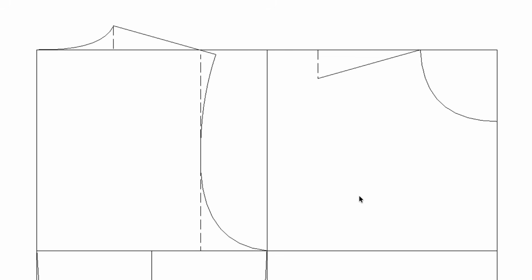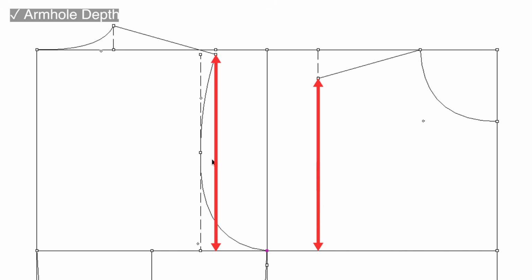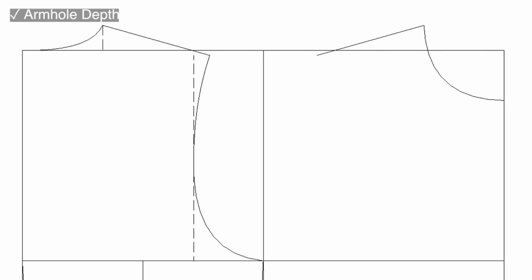I want to talk about 2 things here. The first one, the armhole depth. You see the back shoulder point is here and the front shoulder point is here. So from the underarm point, the front and the back are not the same. Can you make them the same?